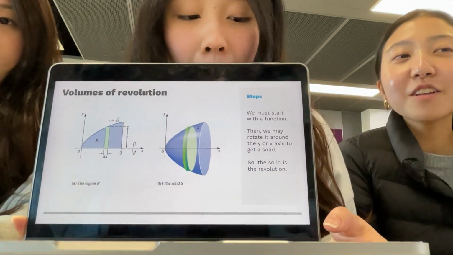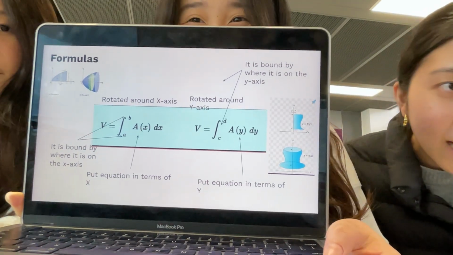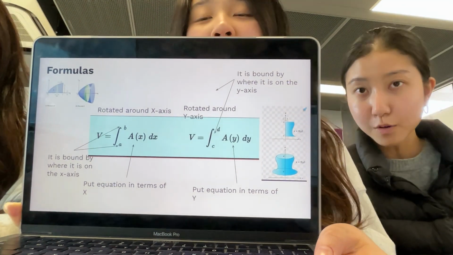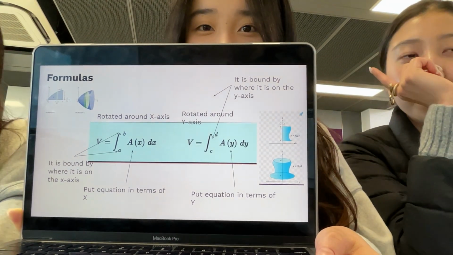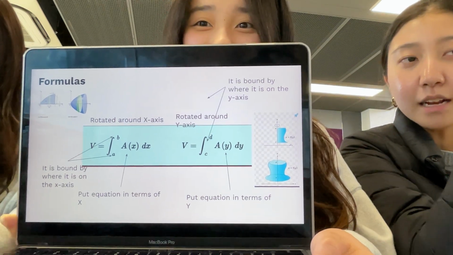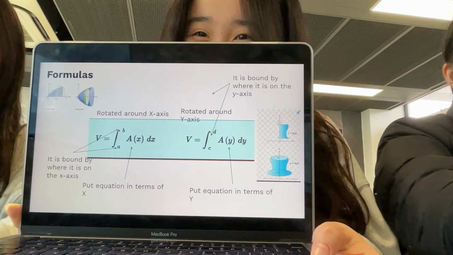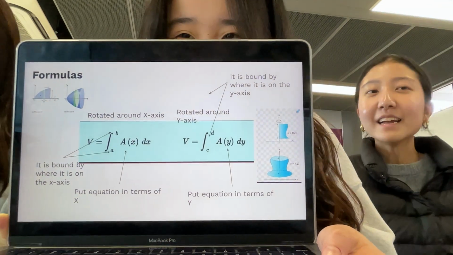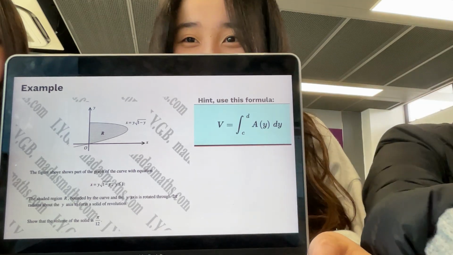The formula you would use is this. On the left you have the one where you rotate around the x-axis, using the integral of the function in terms of x, bound by where it is on the x-axis, as you can see by the little a and b. It's the same for the y-axis except you're doing it in terms of y. So that's the formula.